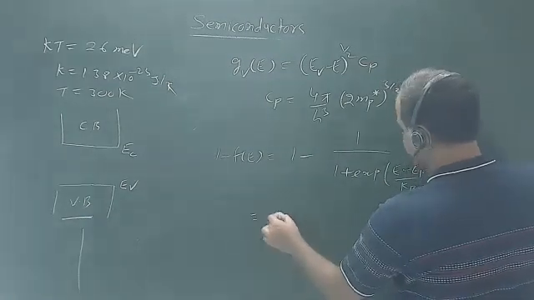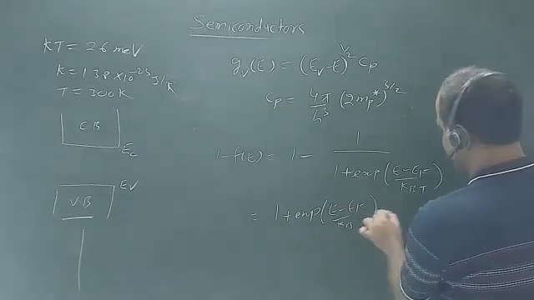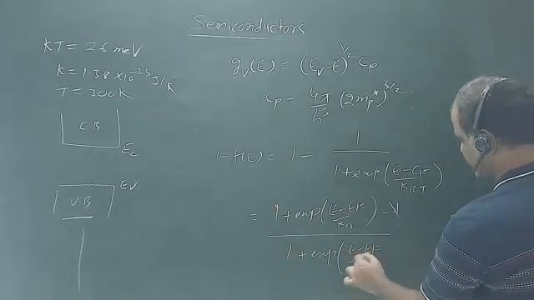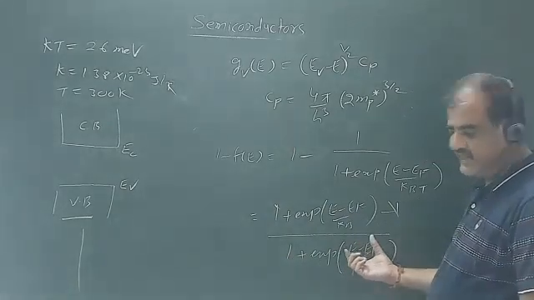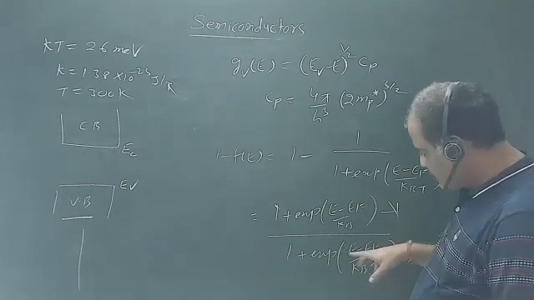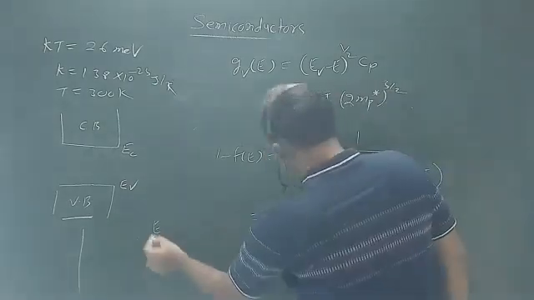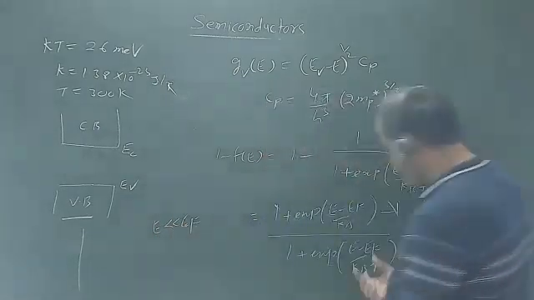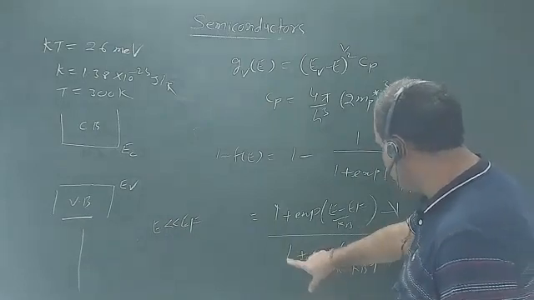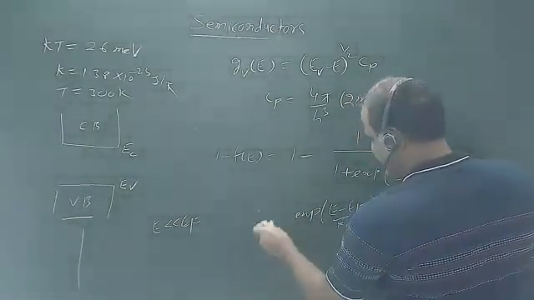If I write this as 1 minus 1 upon 1 plus exponential (E minus EF) by KBT, this becomes 1 plus exponential minus 1 over 1 plus exponential. Since the exponent is minus infinity, because E is much less than EF, this term is negative and the exponential becomes 0, so you can neglect it in comparison to 1. So your 1 minus Fe will come only as this much.